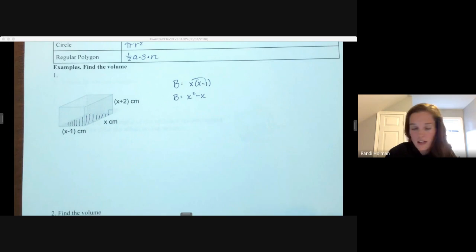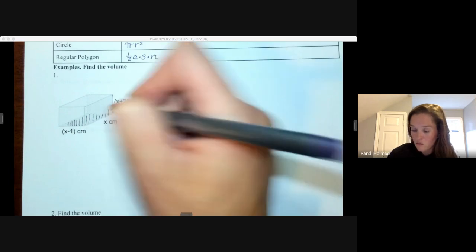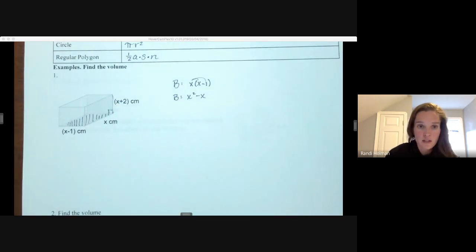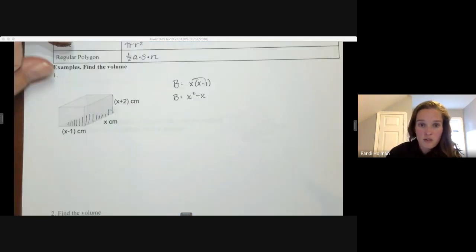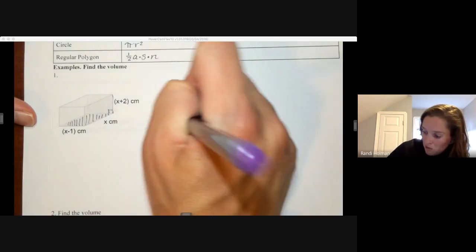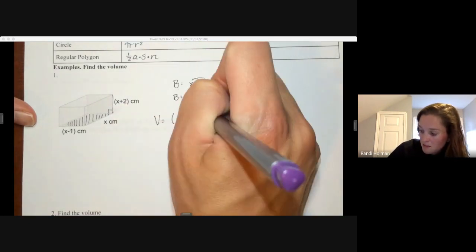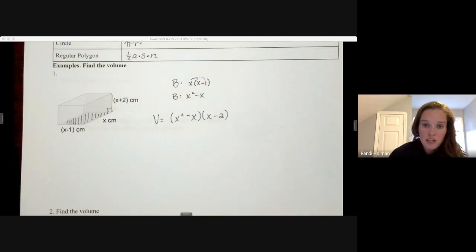Okay, so if we're finding the volume of this prism, we're going to do that big B times its height. Well, the height of this, as we can see, this is a right relationship there. So the height of this prism is x plus 2. So if we are going to find the volume, our volume is going to be that big B, x squared minus x, times the height, x minus 2. So again, just practicing our algebra here, we're using our geometry equations to do that.